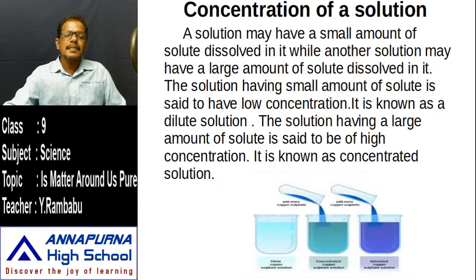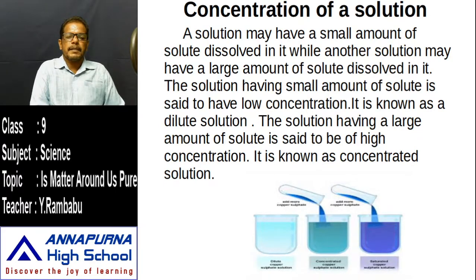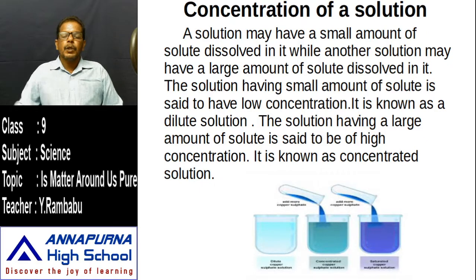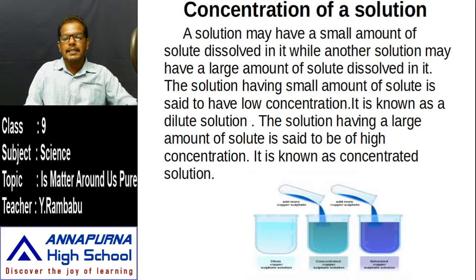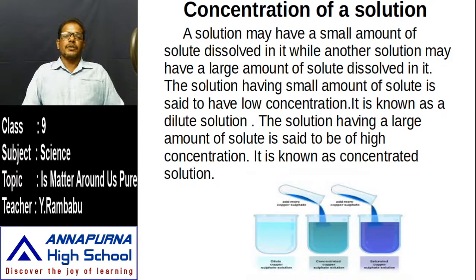For example, if we take an equal amount of water in two glass beakers, to the first beaker a small amount, that means half a spatula spoon of sugar, is added, and to the second beaker two tablespoonfuls of sugar is added. Stir well. Both are aqueous solutions of sugar, but the first one is a dilute solution, the second one is a concentrated solution.